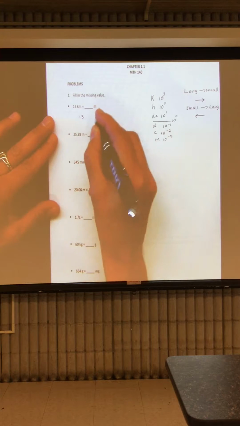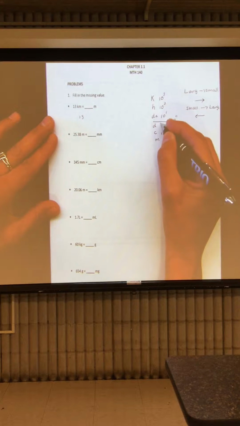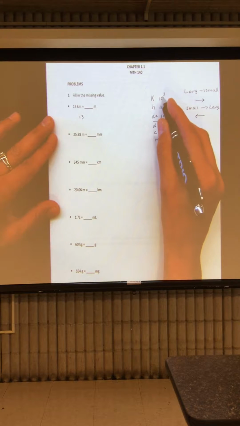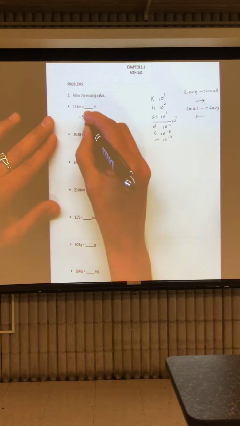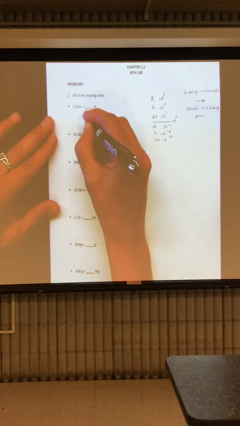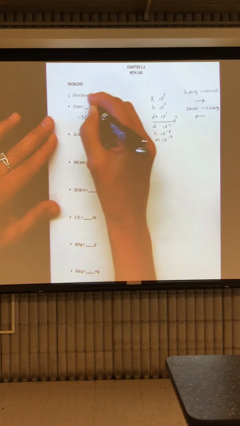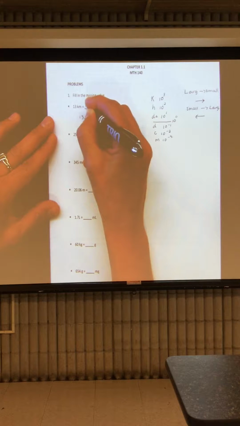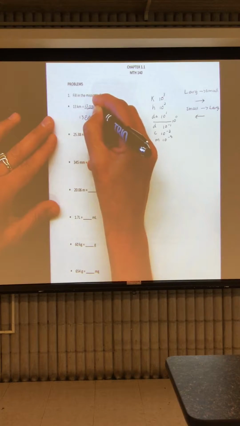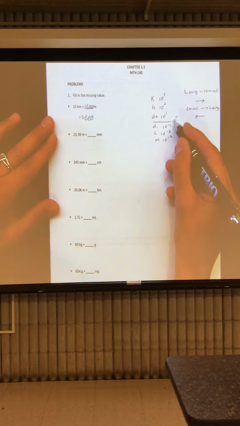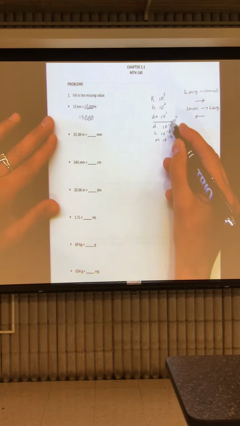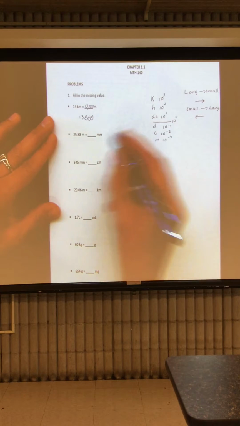So 13 kilometers, you're going from larger to smaller, so we're going to move the decimal place 1, 2, 3 places to the right. Therefore, 13 kilometers, moving it 3 to the right, 1, 2, 3, is 13,000 meters. So 13 kilometers is 13,000 meters. So now going 25.38 meters is your baseline to millimeters. Again, from large to small, you're moving it 1, 2, 3 places to the right.